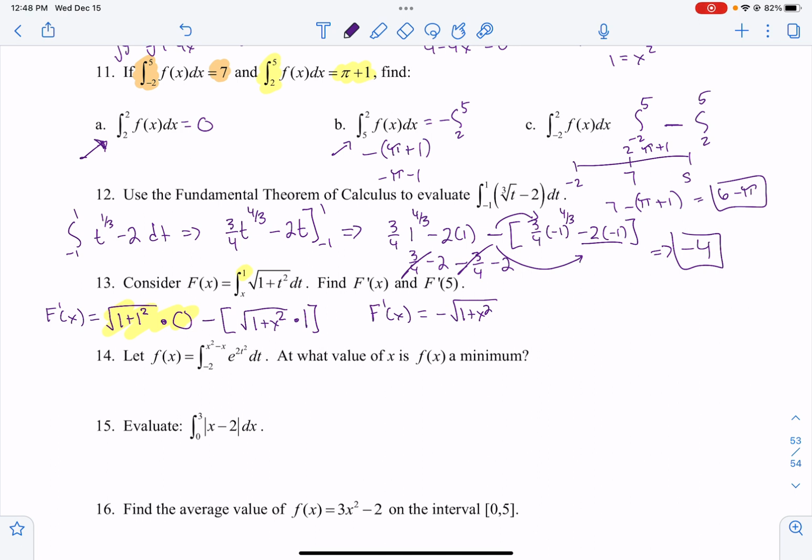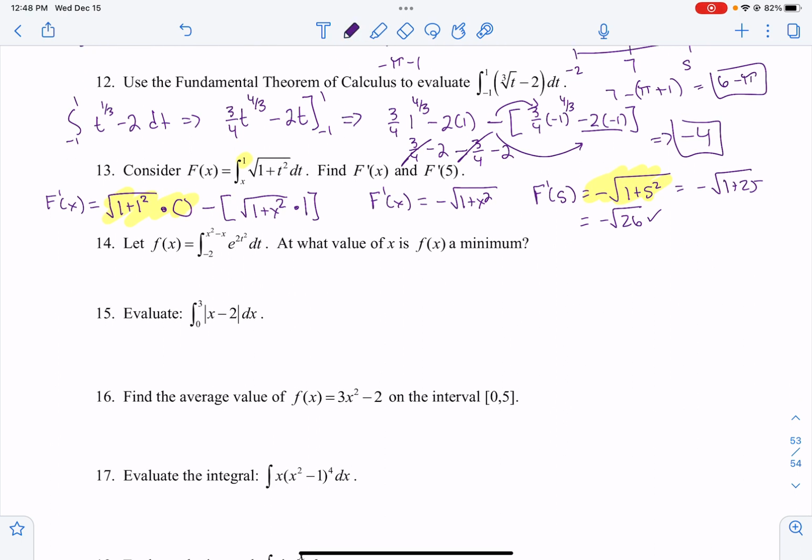Now it wants me to plug in a 5. So F prime of 5 equals negative root 1 plus 5 squared, which equals negative root 1 plus 25. So I get negative root 26. So I'm going to stop right there. If this was the free response section, you could have stopped right there. All you'd have had to do was plug in the 5 and you wouldn't have had to simplify. But on a multiple choice, you're going to need to be able to make them match.